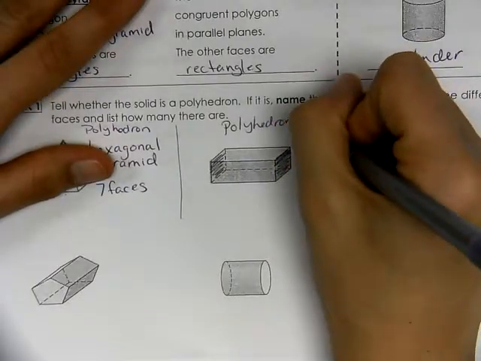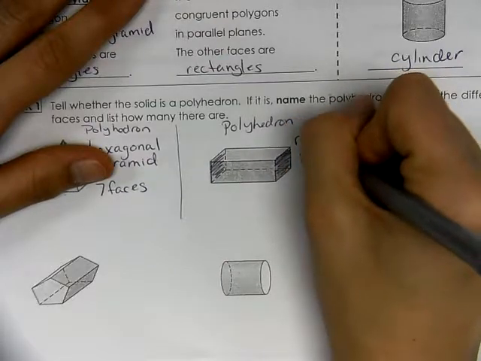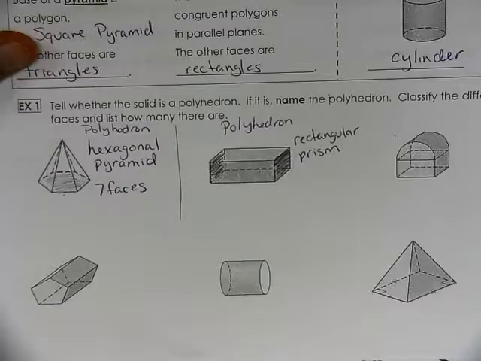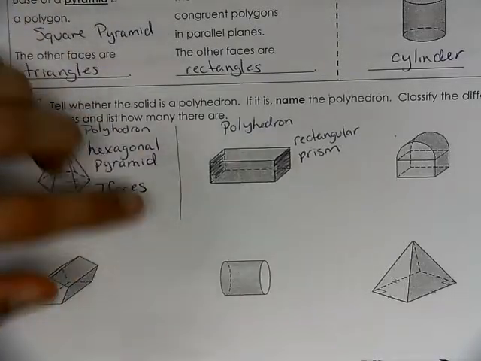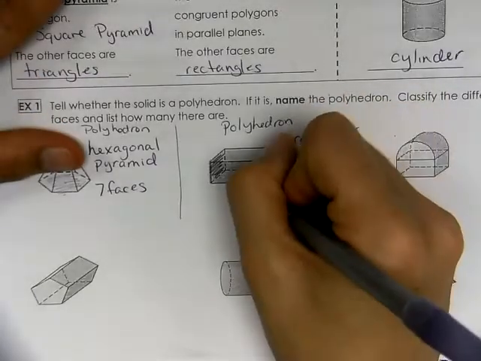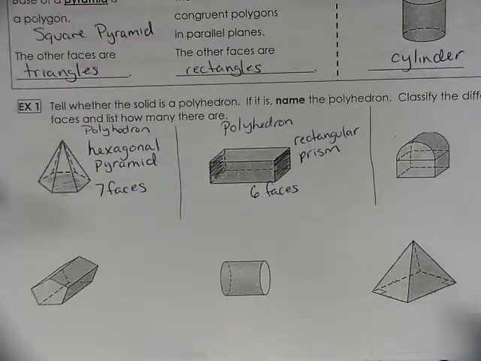So this is a rectangular prism. And I promise I won't be too mad about the spelling. So how many faces total are there? How many sides are there? Yes. There's 6 faces. 6 sides. It's like a box.